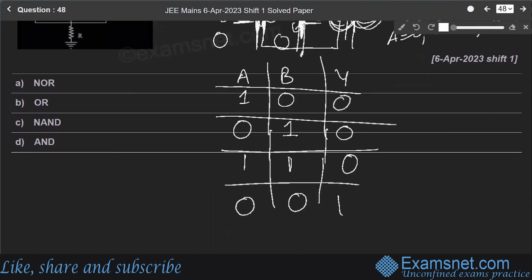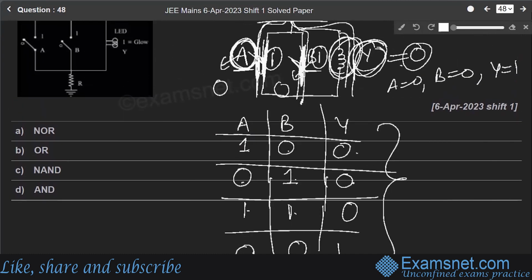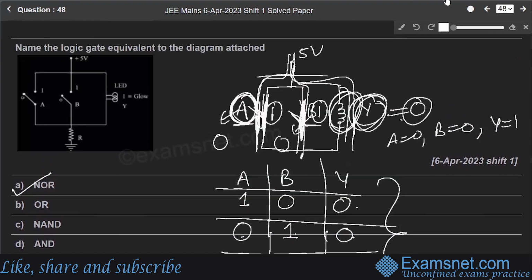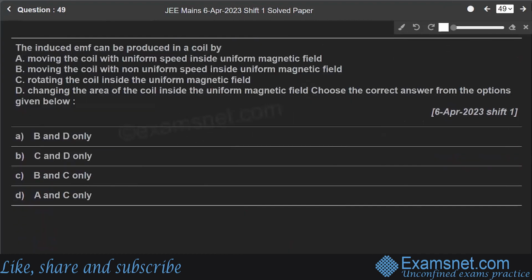So as we can see in this truth table, when input A is 0, B is 0, A is 1, sorry, B is 0, Y is 0, 0, 1, 0, 1, 1, 0, 0, 0, 1. So this is the truth table of NOR gate. Got it? So next question, question number 49.